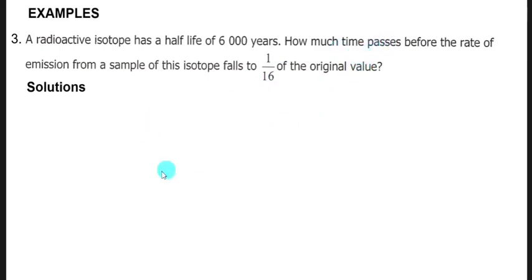Time. So as usual, the formula is this one: half-life is equal to time over the number of successive half-lives. Now n is not known. So to find n, we'll say n is equal to the original amount over the amount remaining. Now, when you look at this question, it is quite tricky. They are saying how much time passes before the rate of emission from a sample of this isotope falls to 1/16 of the original value.